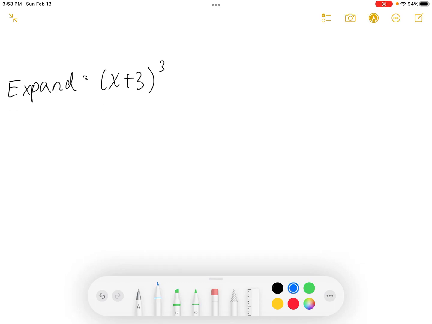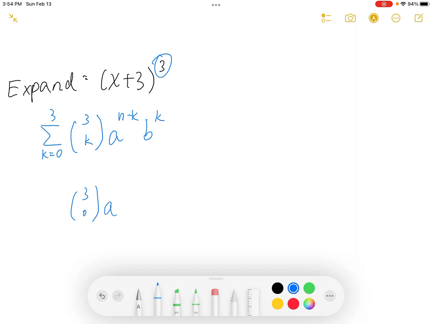So we can first write it in the binomial theorem form. It's just the sum from k equals 0, and it's raised to a power of 3, so n is equal to 3. Then we have 3 choose k, a to the n minus k, and b to the k. So let's substitute it in one by one. When k is equal to 0, we have 3 choose 0, a to the 3 minus 0, b to the 0. b to the 0 is just equal to 1.